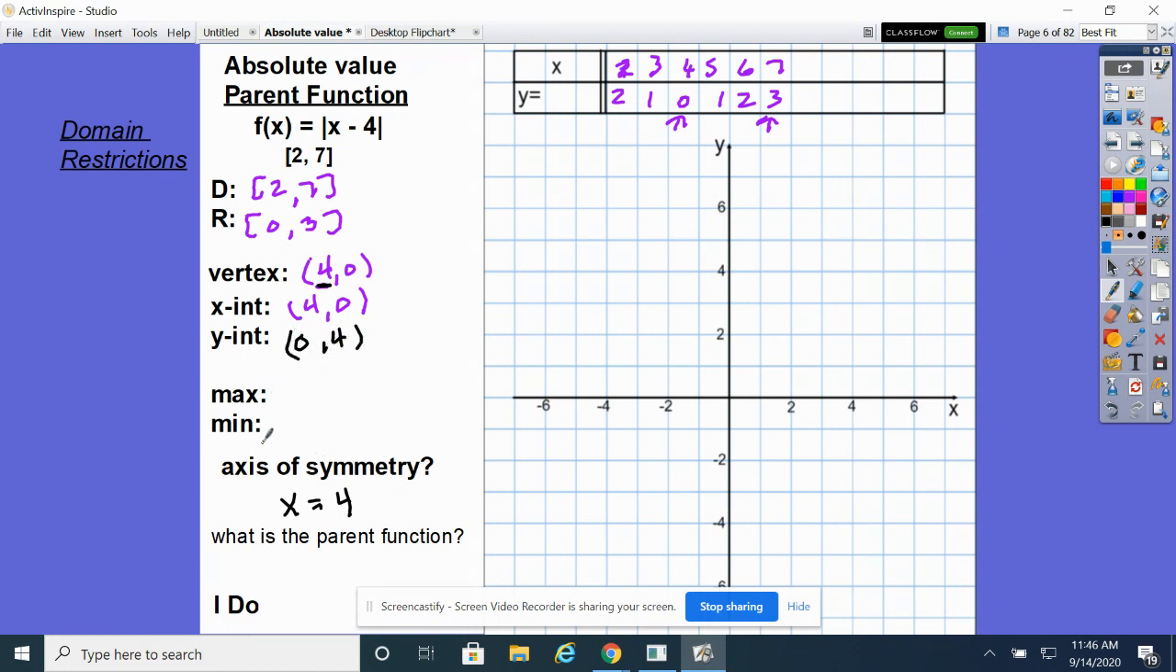There we go. We're not going to talk max and min just yet today. We'll do that in the next lesson. What is the parent function? The parent function is f of x is equal to the absolute value of x. That's the first one we did today, right?